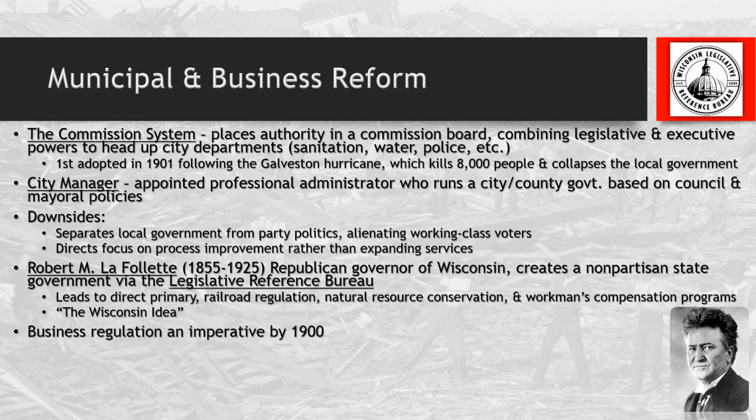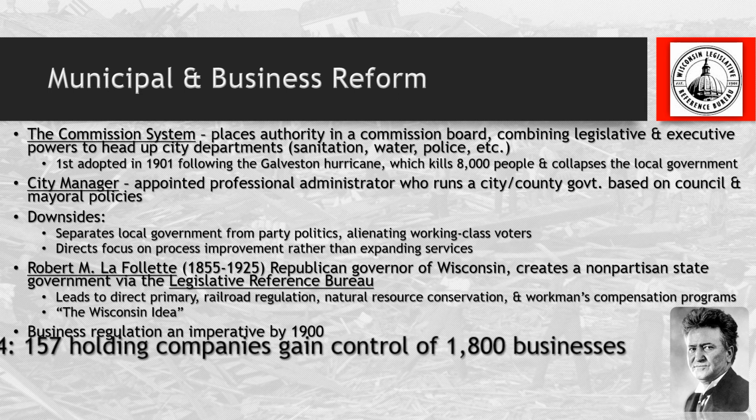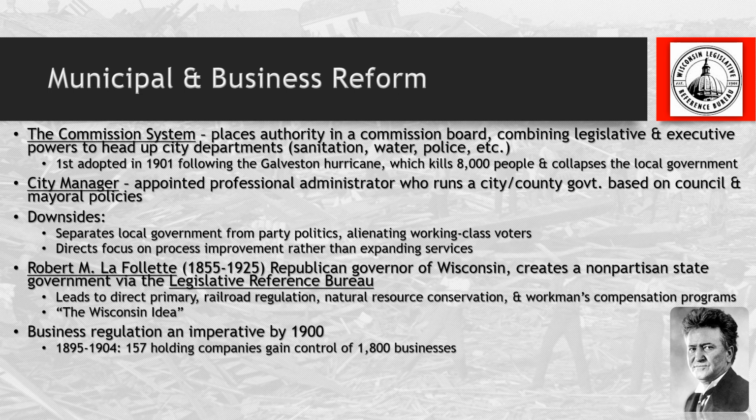And by the time we get to 1900, the government realizes that now that it has surpassed big business in terms of its size, the responsibility is falling on it to regulate big business altogether, to prevent it from reaching into people's lives too much, from harming its workers and so forth. And from 1895 up until 1904, we see big business in a state where it is bloated beyond what it should be. There are 157 holding companies that have been created to establish legal monopolies that have gained control of over 1,800 different businesses.